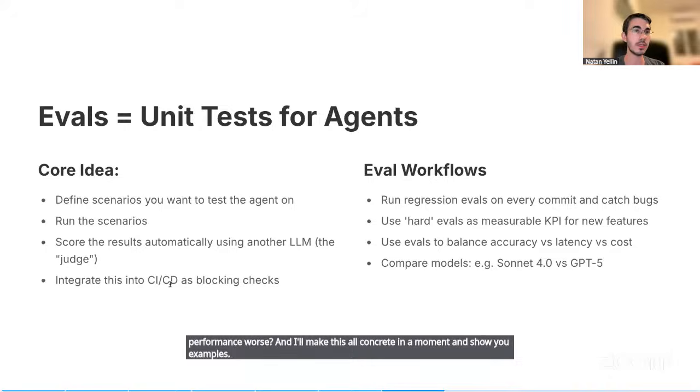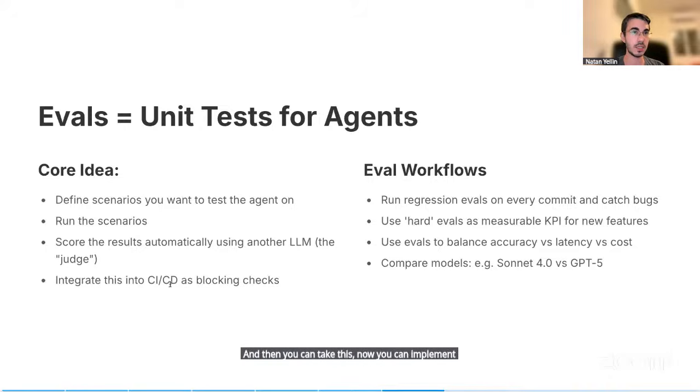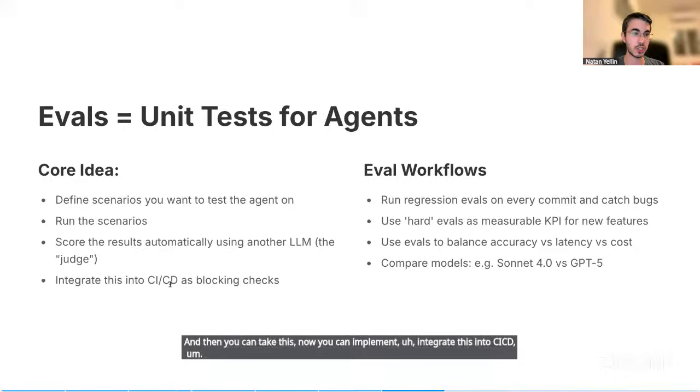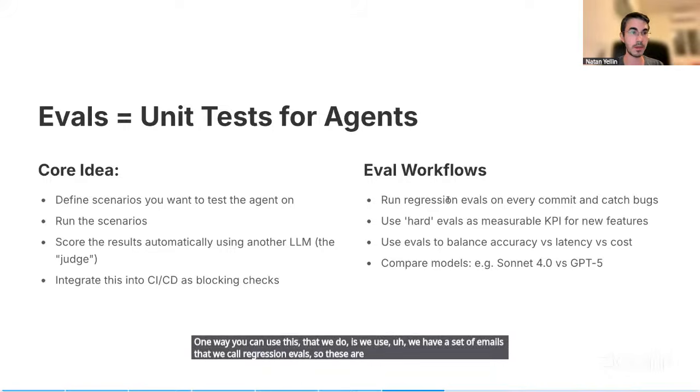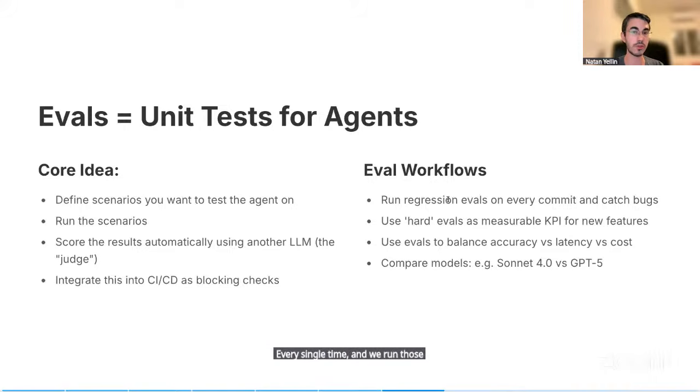And now you can integrate this into CI/CD, as a blocking check that's part of your CI process, for example. To merge, you have to pass evals. So there'll be workflows around this. One way we use this is we have a set of evals that we call regression evals. These are scenarios that we expect the agent to reliably work on every single time. And we run those on every single commit, on every single pull request.